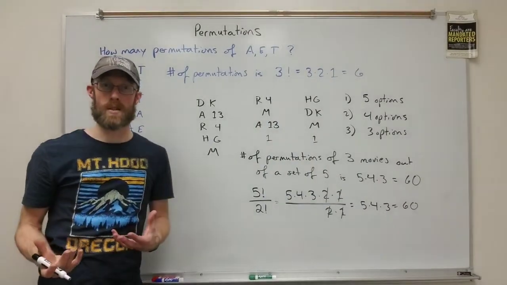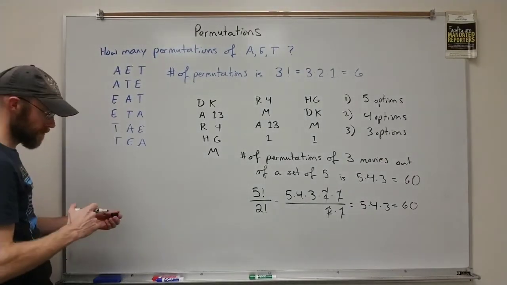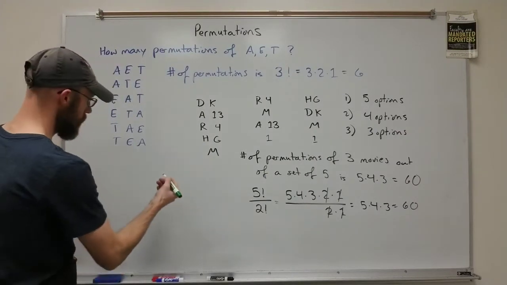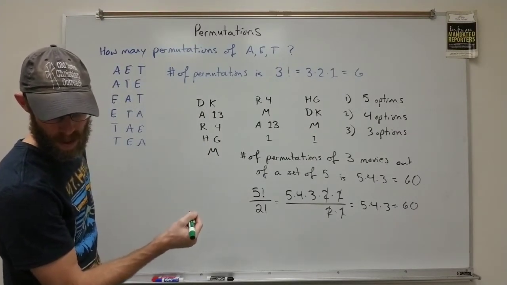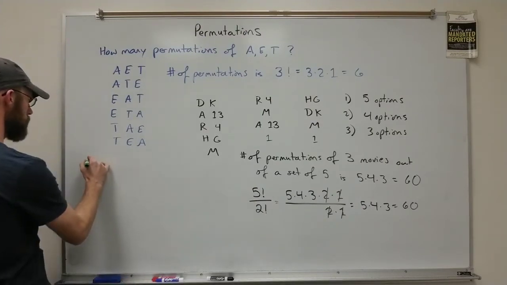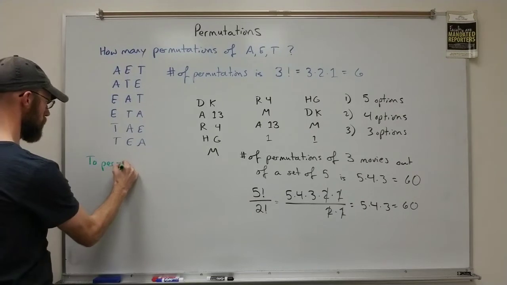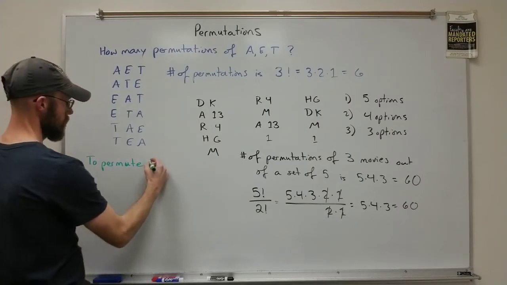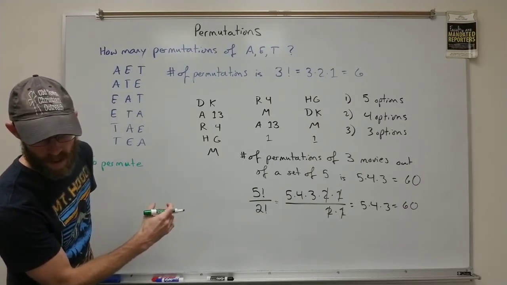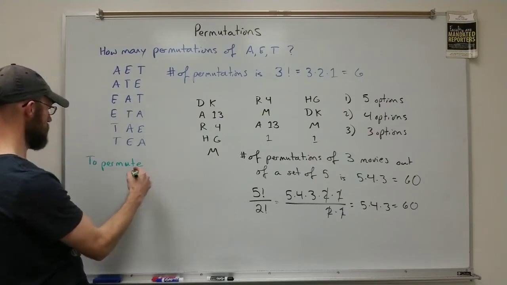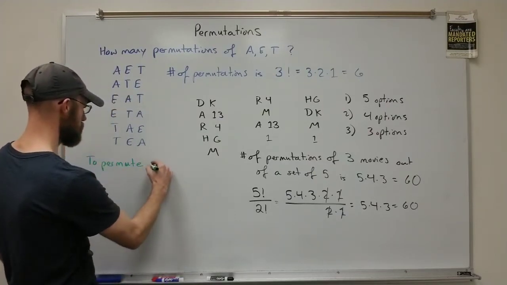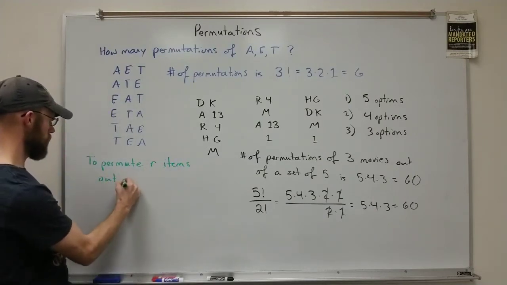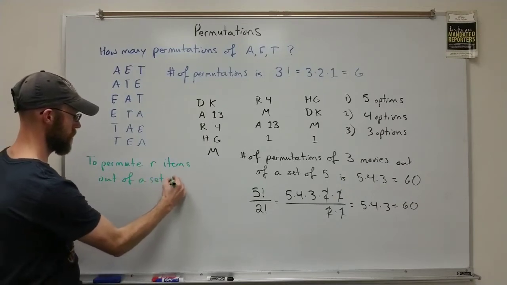Now how do I formalize this? Well, if you're permuting r out of n. Make sure I get my variables consistent with the book here. Permute r items out of a set of n.